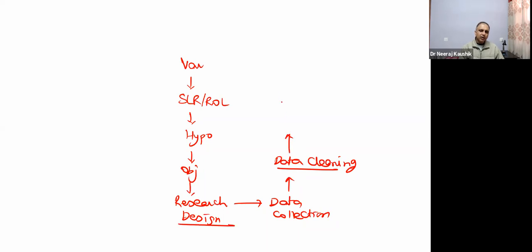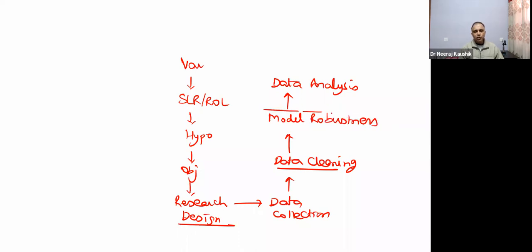After data cleaning, now I am asking you, please stop. Don't jump directly to the data analysis. Don't jump directly to analysis. How do you know that your model is robust? This is what I'm calling here model robustness. You will not find this in the books. You will not find it in the papers. It is just on the basis of very recent papers. I have updated it. You check.